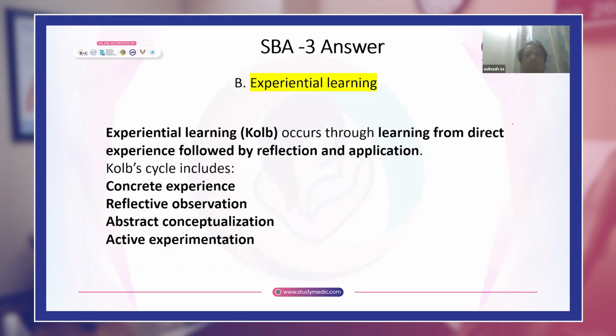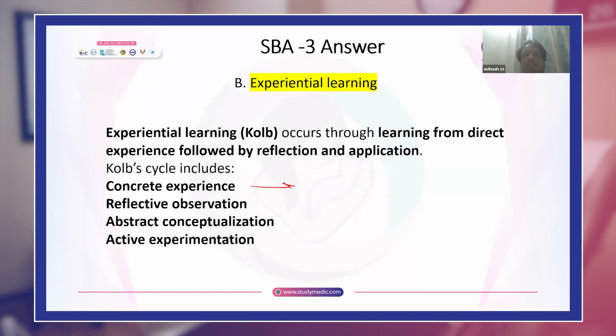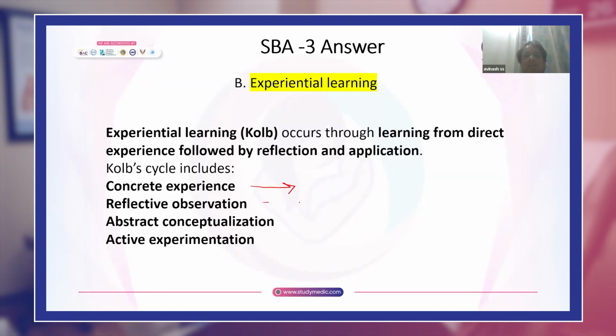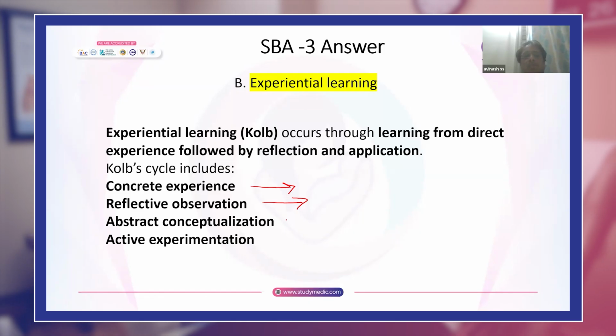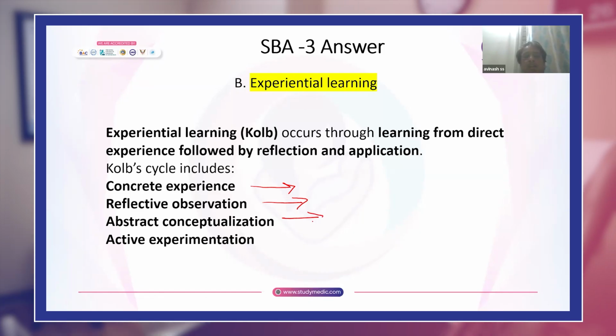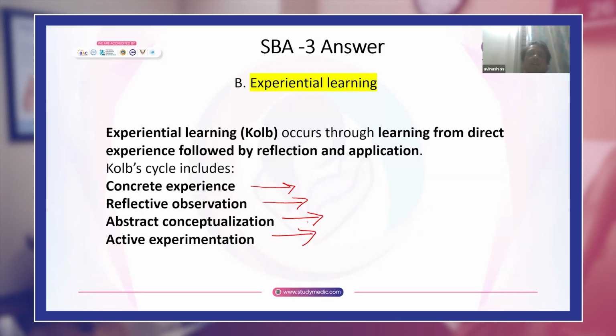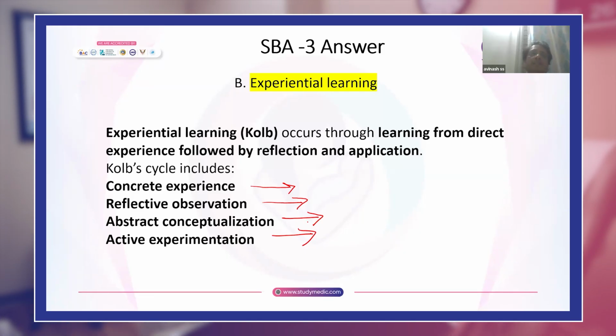So this includes concrete experience, that is, he himself is managing the postpartum hemorrhage, for example. After that, he will reflect upon what went well, what did not go well, and how he needs to improve in future. Then abstract conceptualization is done to see whether he has learned or not. In the next cycle, he will actually experiment with this learning. And this is called Kolb's experiential learning. These are the Kolb-based cycle of experiential learning.